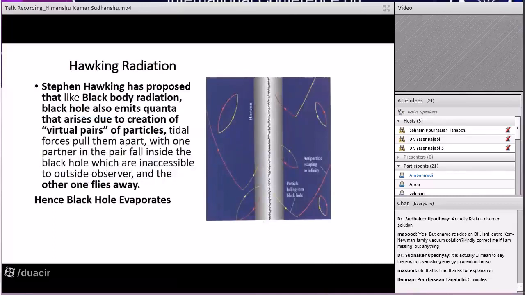Similarly, like black body radiation, Stephen Hawking proposed that a black hole also emits quanta that arise due to the creation of virtual pairs of particles, and tidal forces pull them apart, with one of the pair of particles falling inside the black hole, which is inaccessible to the outside world, and the other one flying away. This is known as black hole evaporation.